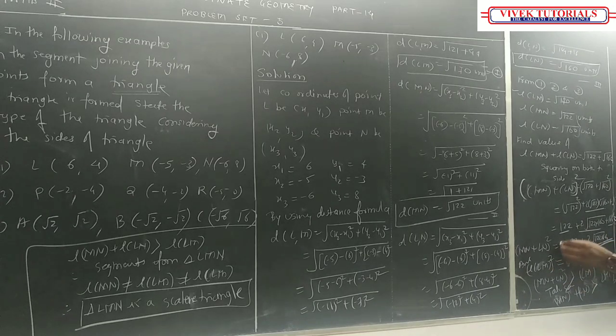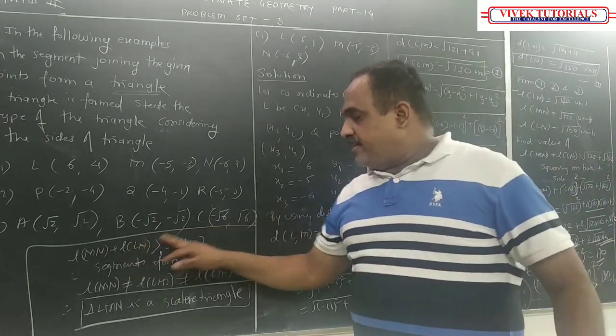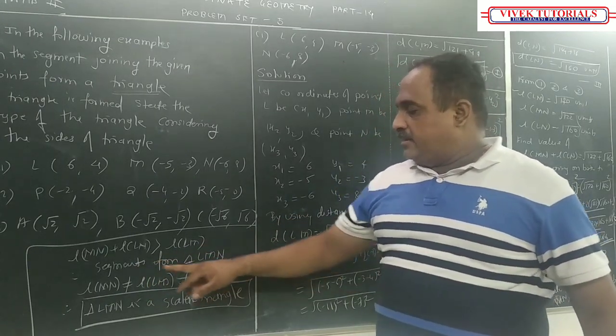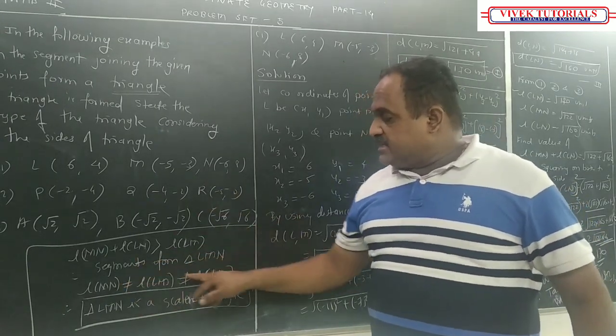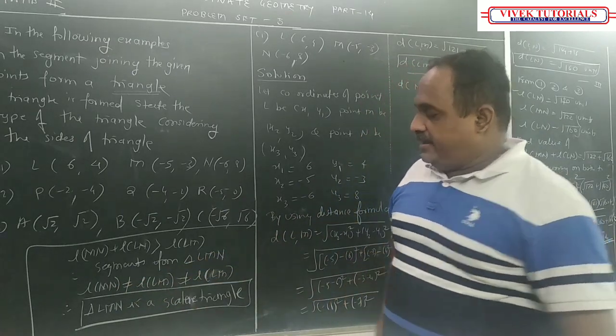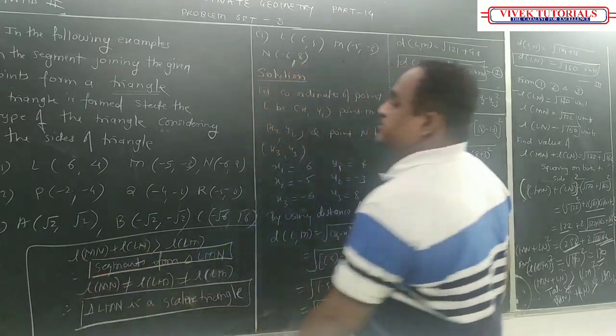So after 282 there is one more term, and this is 170. From this we get to know that MN square plus LM square is greater than LN square, meaning length MN and length LN sum is greater, as I have written. So the sum of two sides is greater than the third side, which indicates the segments form a triangle LMN. And again, these three sides are not equal, which means this triangle LMN is a scalene triangle. These two are the answers for this question.